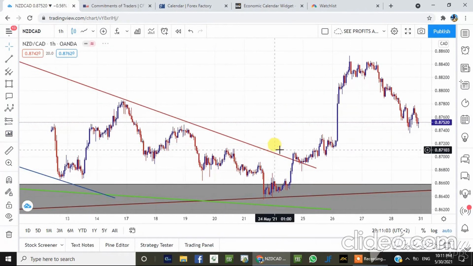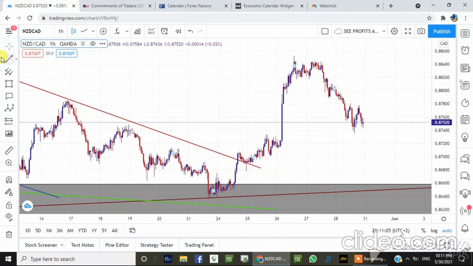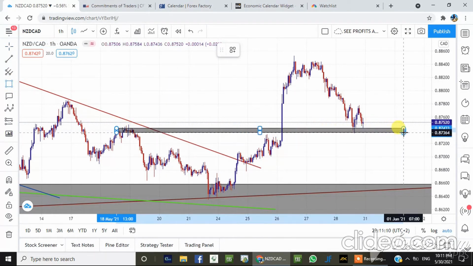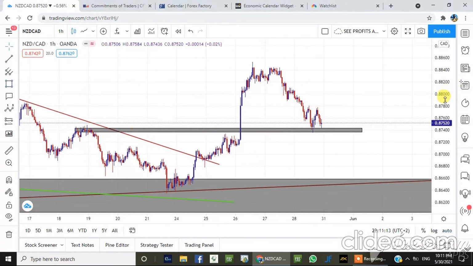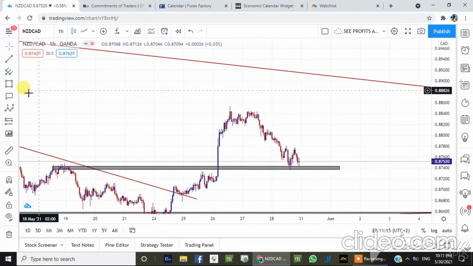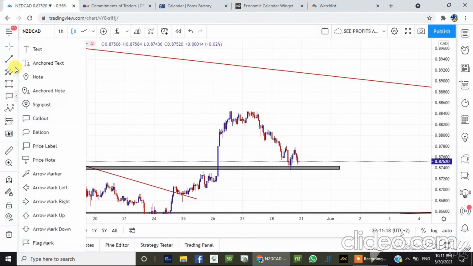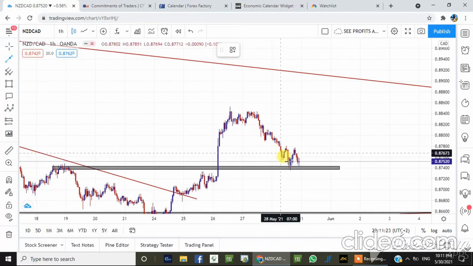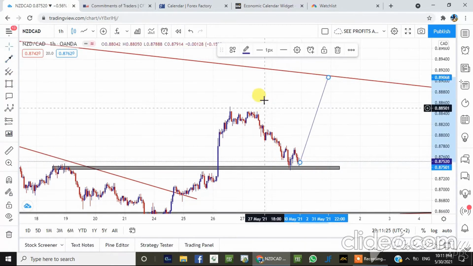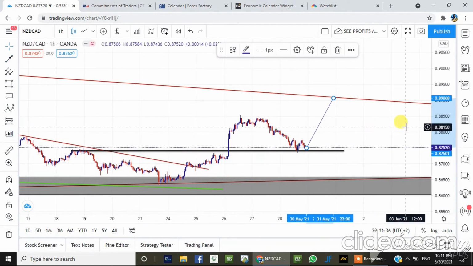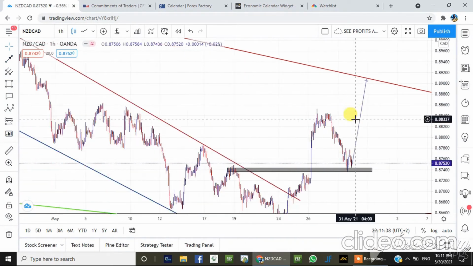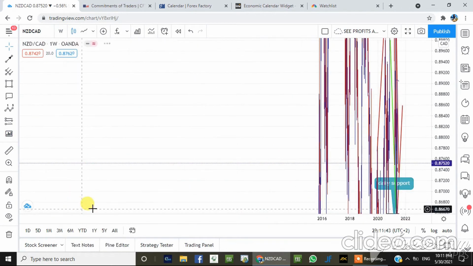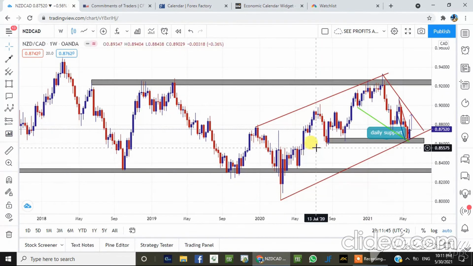This structure, guys, is a continuation pattern. As you can see, we just broke the previous highs, and right now we came to retest on the 1-hour time frame. So what we're catering for now is NZDCAD to shoot to the upside, completing that touch on the 1-hour time frame, and also completing our setup on weekly. I hope that will be our entry.